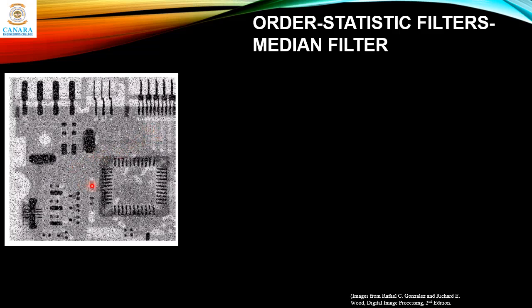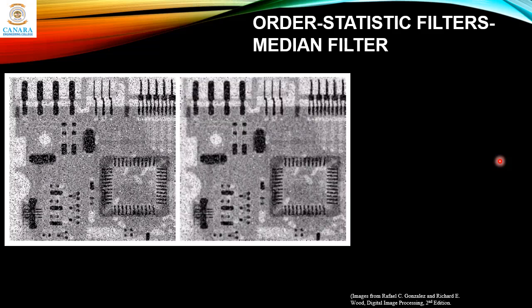Now if you try to filter this image using the averaging filter, the moving average filter that we studied, you can see the result here. You can see a reduced number of noise grains, and the image has become a bit smoother, but the noise still remains. So this is the result of using an averaging filter.